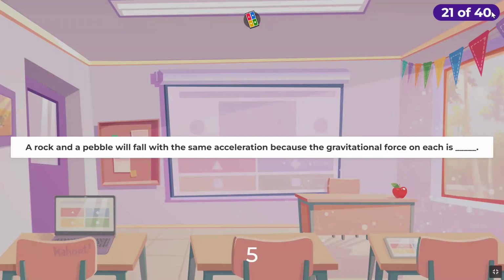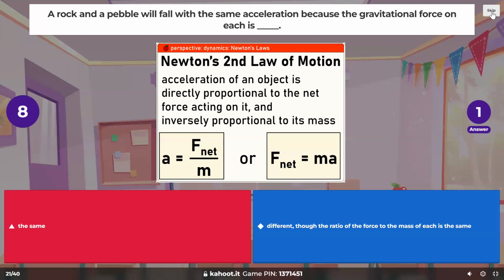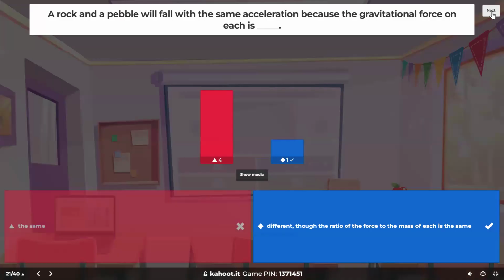Rock and a pebble will fall with the same acceleration because the gravitational force on each is different, but the ratio of force to mass is the same. Okay, guys, gravitational force. Gravitational force on an object. What's another word for that? Starts with a W.